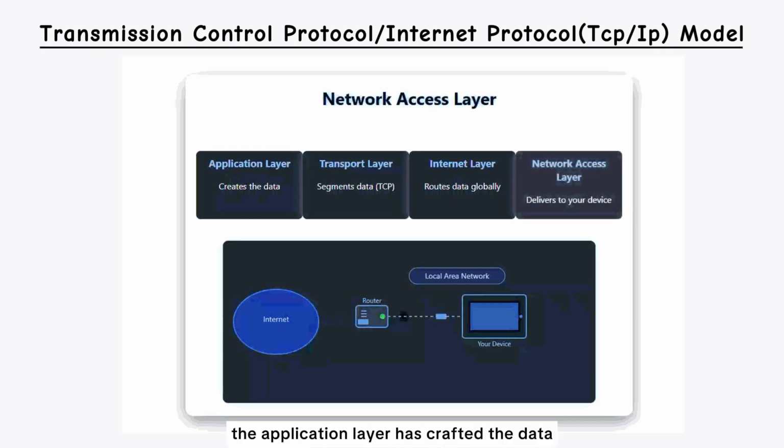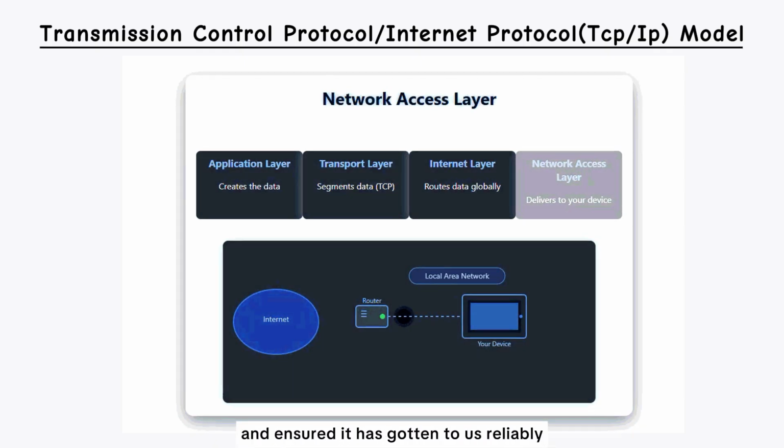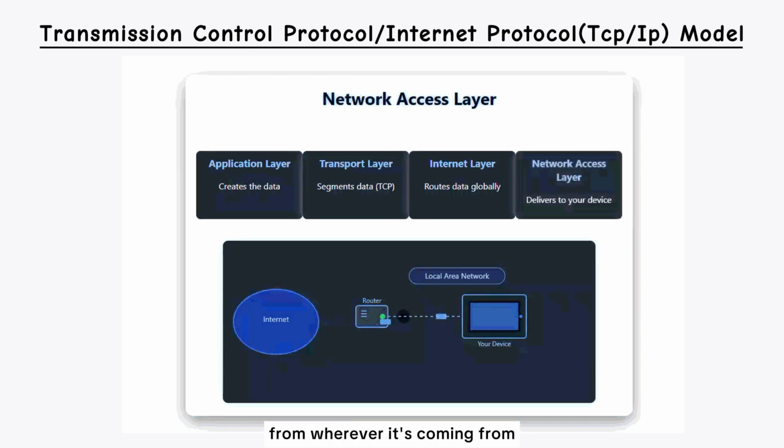At this point, the application layer has crafted the data. The transport layer, with the help of TCP, has segmented the data and ensured it has gotten to us reliably and in order, just as it left. And the internet layer has made it possible for the data to reach us from wherever it's coming from across the globe. But it has still not gotten to our device yet.